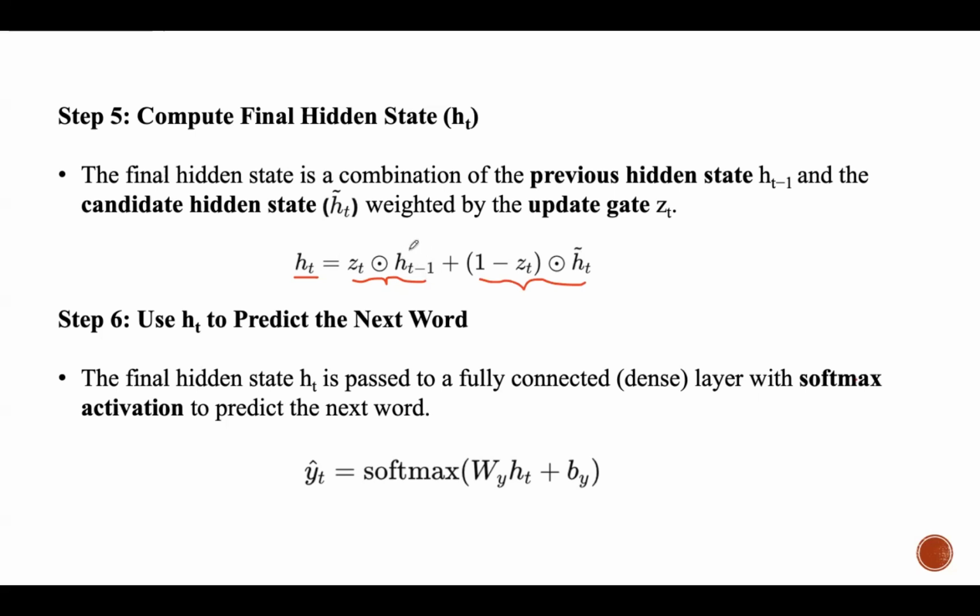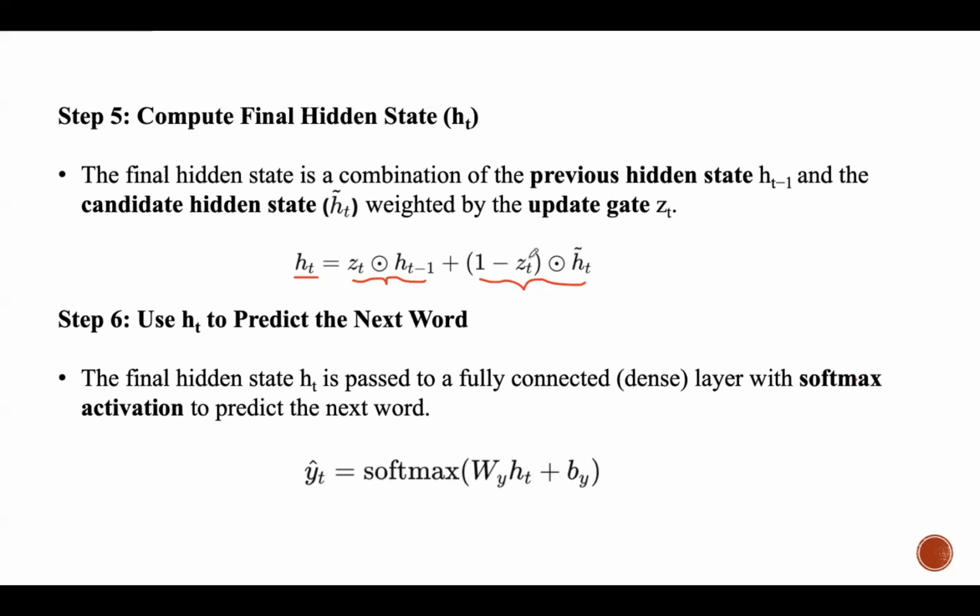Then this h_{t-1} is the previous hidden state, which contains memory from the past time steps. Then we have this h_t hat, which is a candidate hidden state, the new memory. So this is a newly computed hidden state that contains information from the current input. Then we have 1 minus z_t, which determines how much of the new candidate state is used.